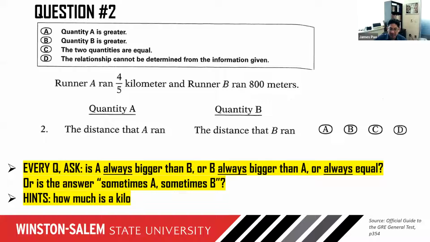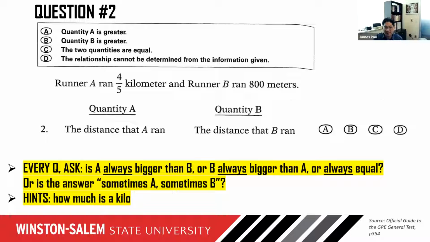Immediately, you have to start thinking, what is a kilometer as compared to a meter? If you stop and think, kilo means 1,000. So a kilometer is 1,000 meters. 4/5 of a kilometer means 4/5 times 1,000 meters, and 4/5 times 1,000 is 800 meters. So you should be doing these calculations even before you think about the answer, the quantity A and quantity B.